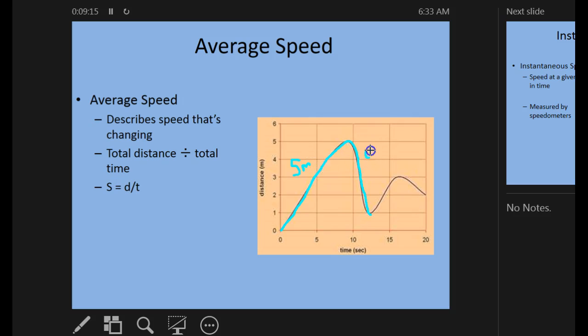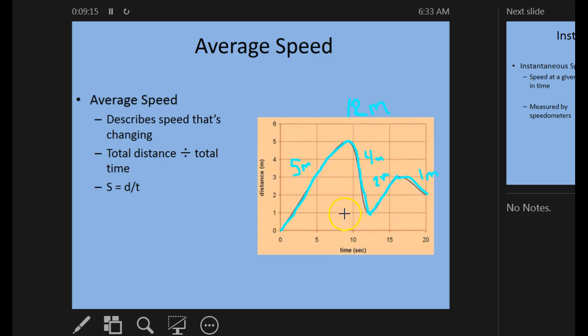And then he went 4 meters. And then he went back this way from 1 to 3. So that's 2 more meters. And then he went this way from 3 to 2, so that's 1 meter. All right, so how far did he go overall? He went this way for 5, back for 4, this way for 2, this way for 1. So 5 and 4 is 9, 11, 12. He went 12 meters overall. All right, so that would be his distance.